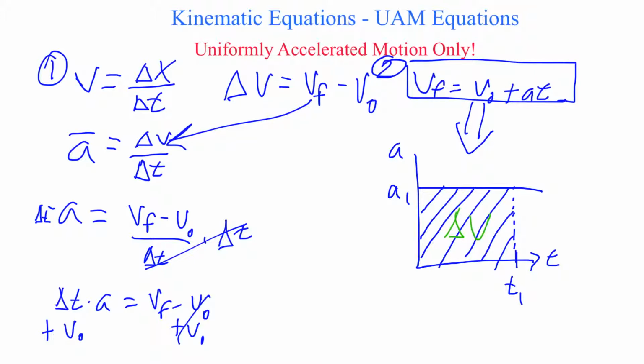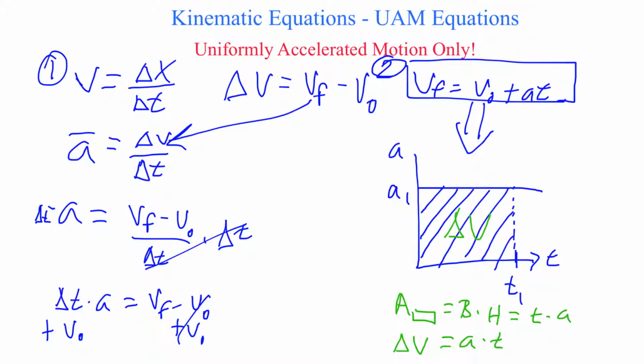Okay, so that means that the area of that rectangle, base times the height, is actually equal to, the base would be the time and the height would be the acceleration. So time times acceleration, and if that's all equal to delta V, then that means that delta V is equal to acceleration times time.